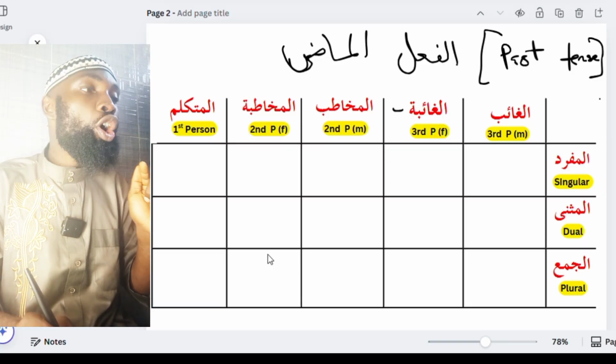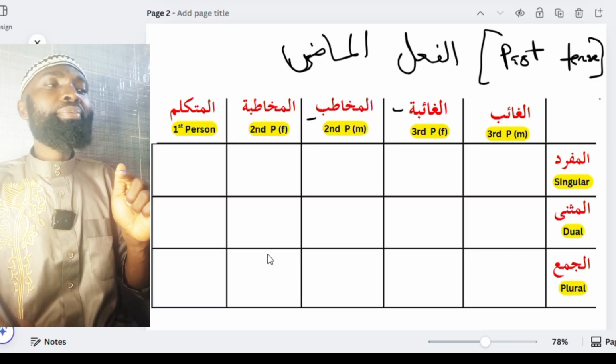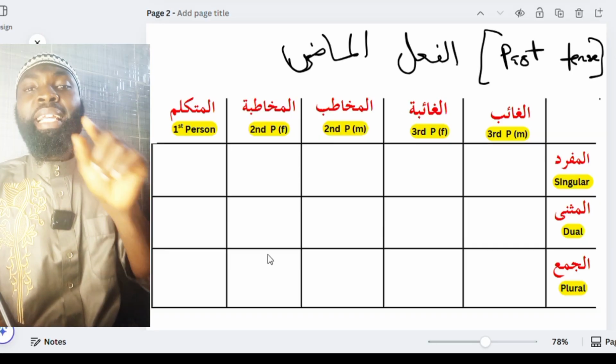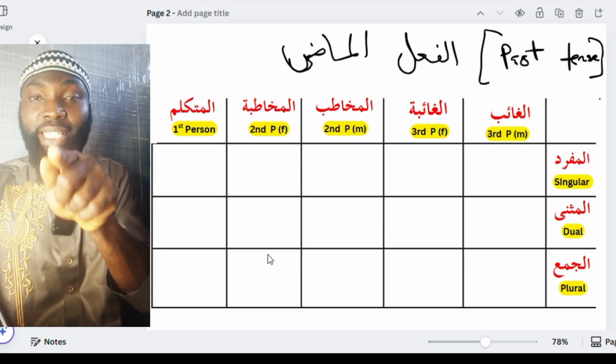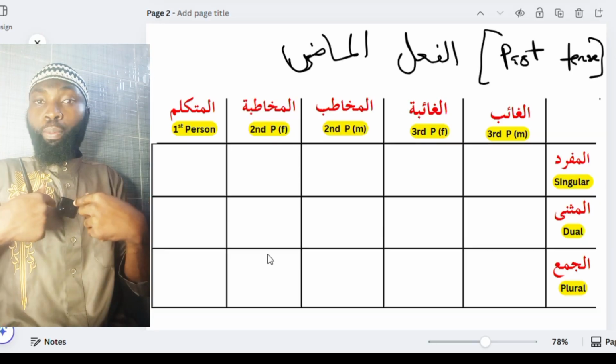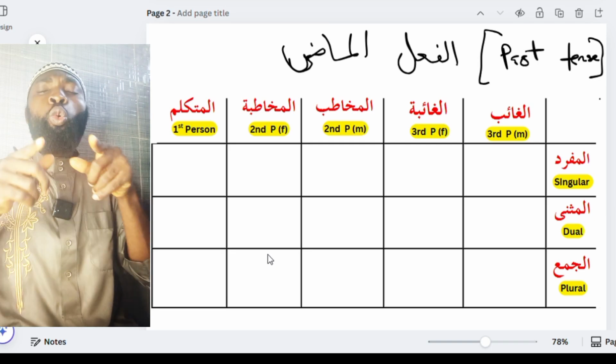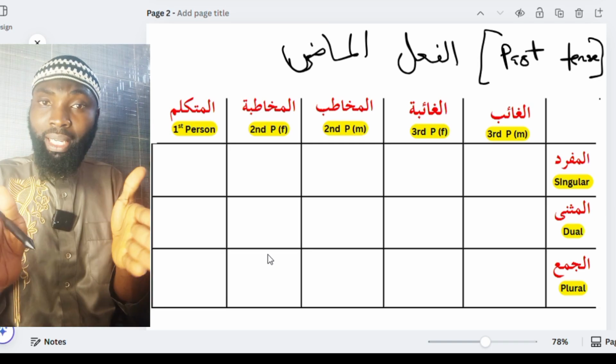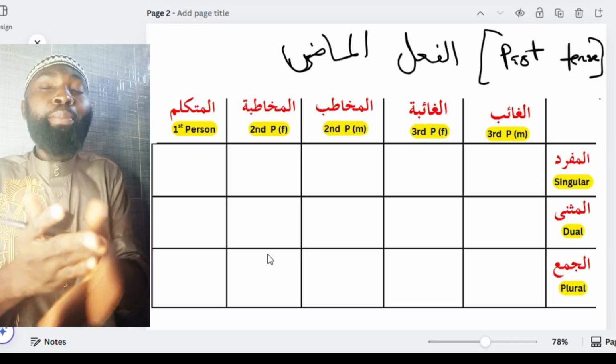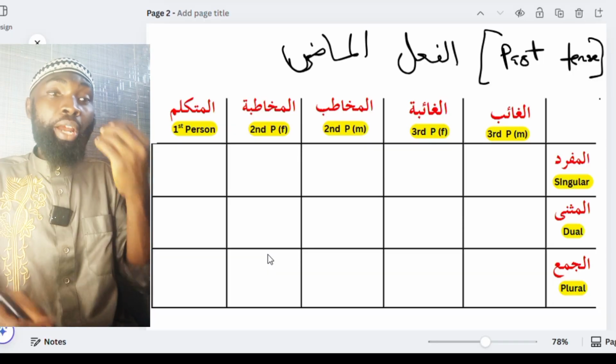Moving on, we have al-mukhatab. Al-mukhatab is simply the second person, the person you are talking to. If you are talking to me, then I become the al-mukhatab. Which past tense verb do you use for me? How do you form the past tense verb if I'm a male or a boy or a man?